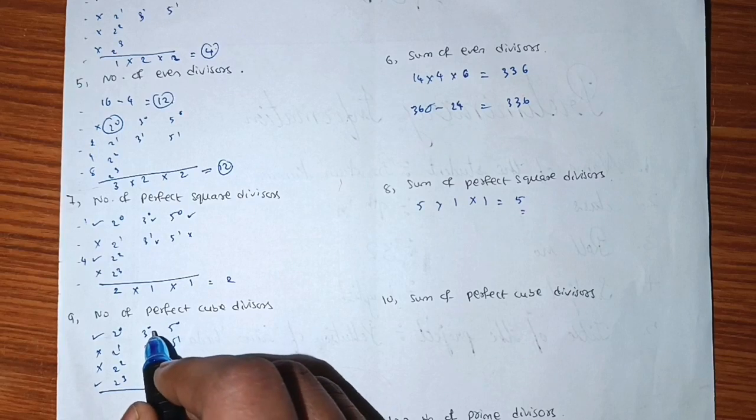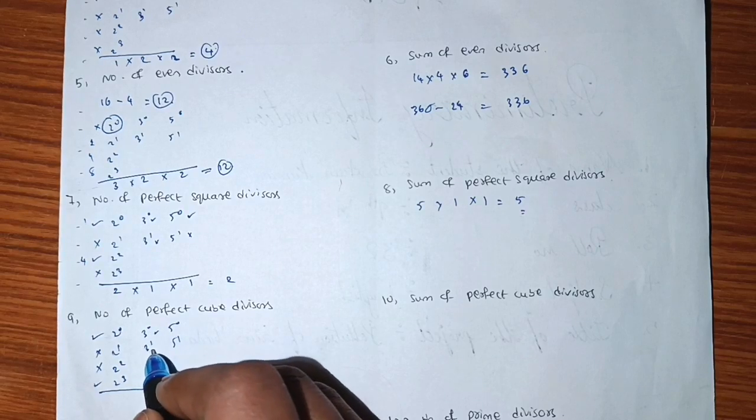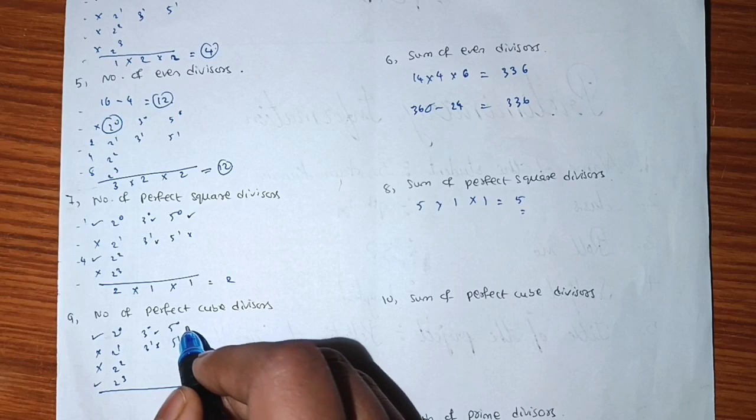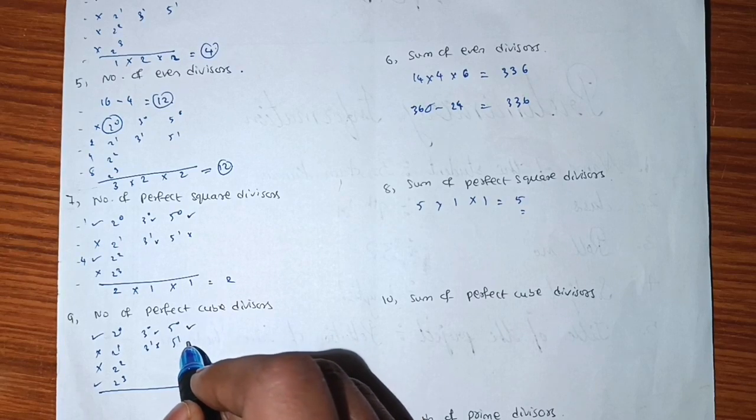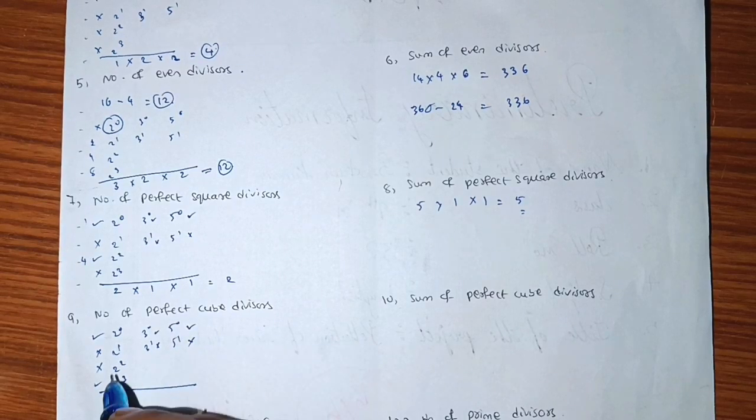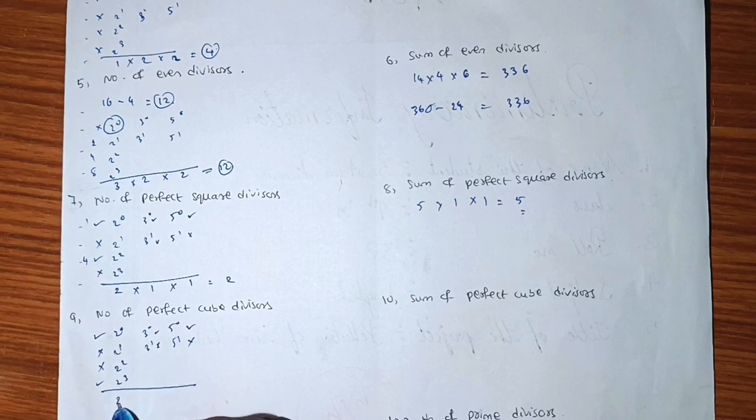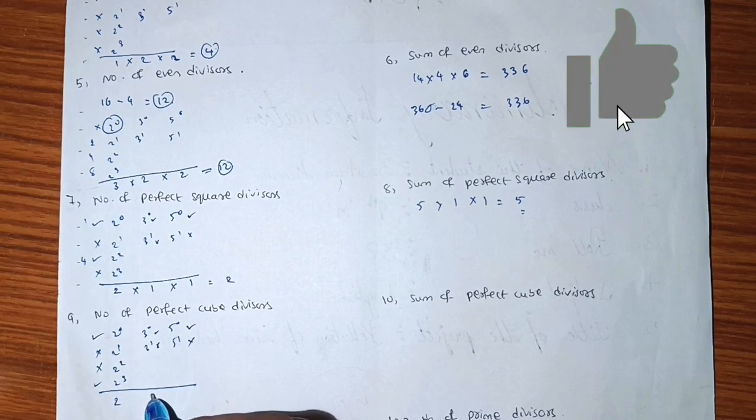3 power 0, which is a 1, 1 is a perfect cube. 3 power 1, which is not a perfect cube. 5 power 0, which is a perfect cube. 5 power 1, which is not a perfect cube. So here the count will be 2. Here the count is 1. Here the count is 1. You need to multiply all this, then you will get the value as 2.